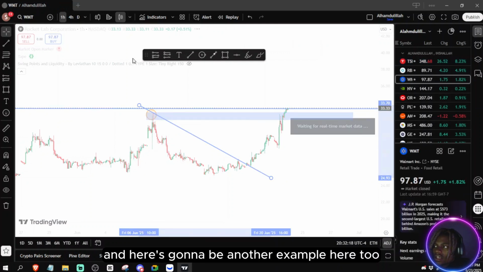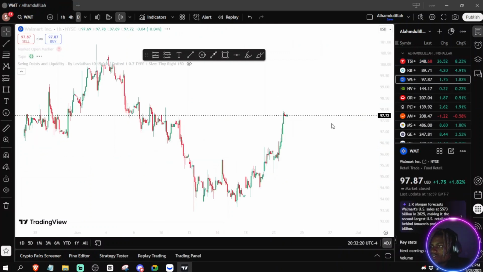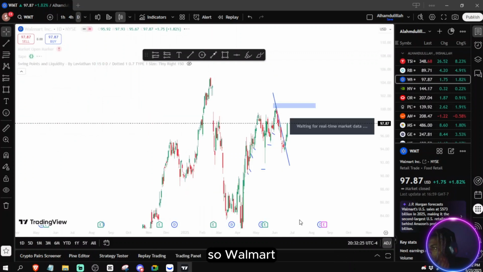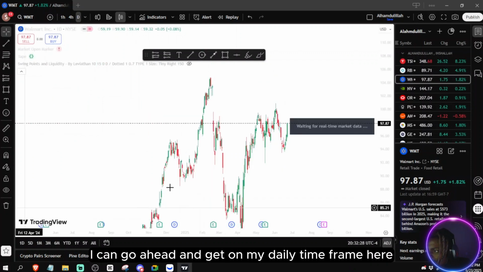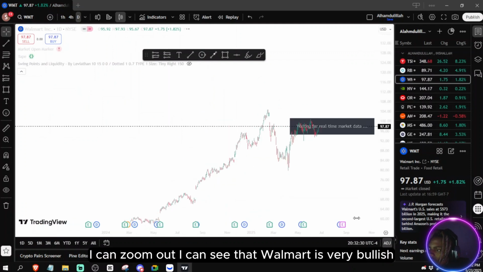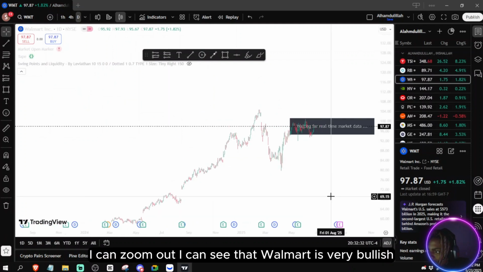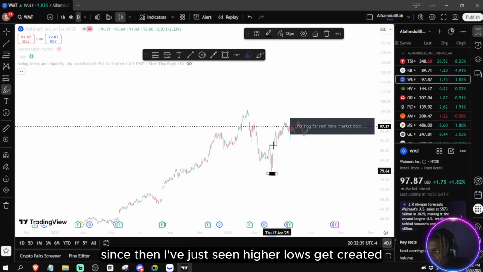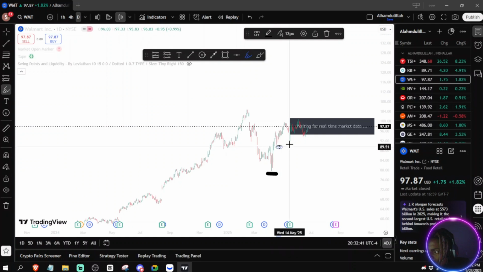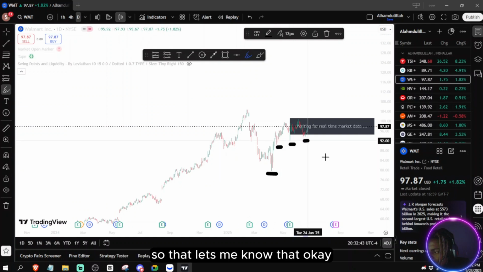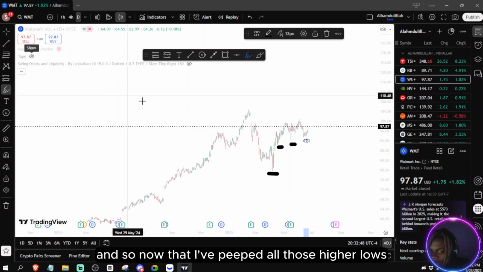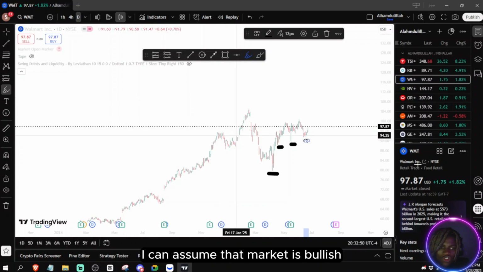And here's going to be another example here too. Let's take Walmart, for example. So Walmart, I can go ahead and get on my daily time frame here. I can zoom out. I can see that Walmart is very bullish. Okay, this is the last time market was super bearish here in April. Since then, I've just seen higher lows get created. So that lets me know that, okay, market wants to go up, inshallah. So now that I've peeped all those higher lows, I can assume that market is bullish.